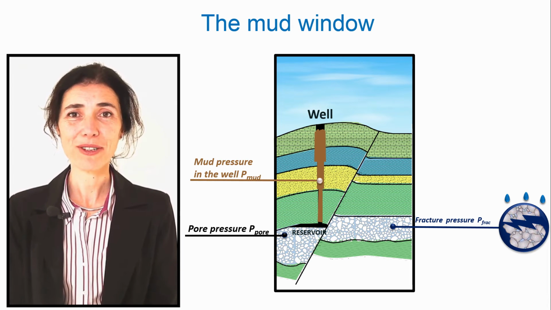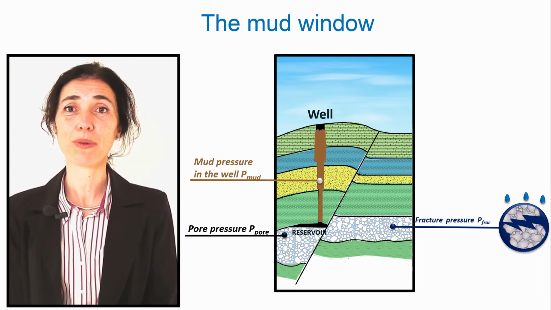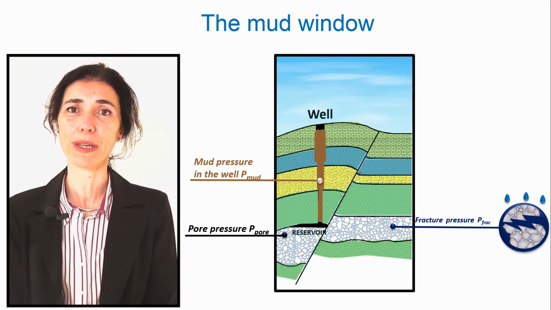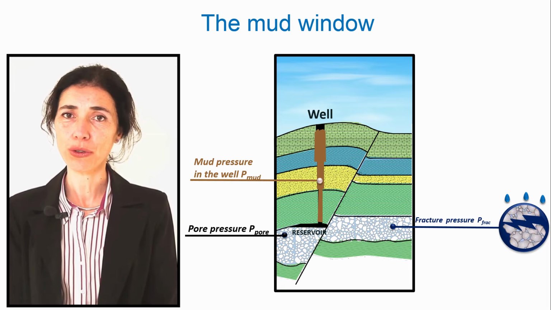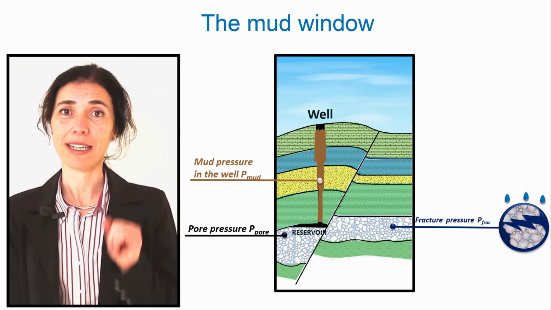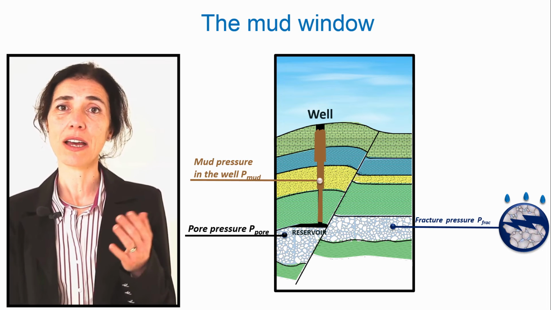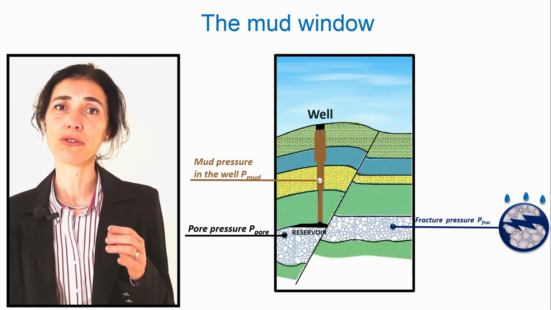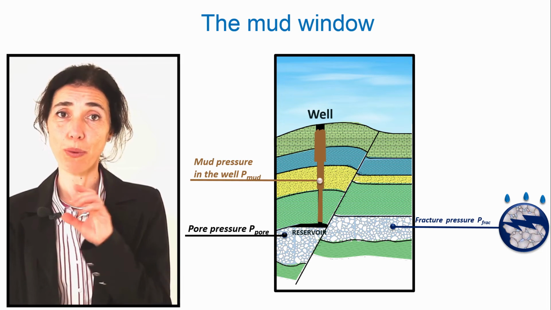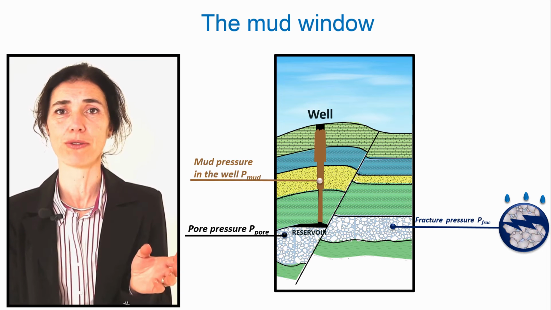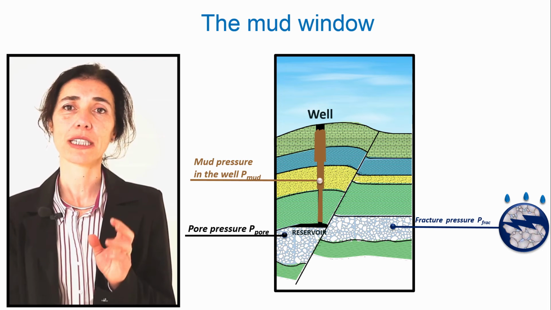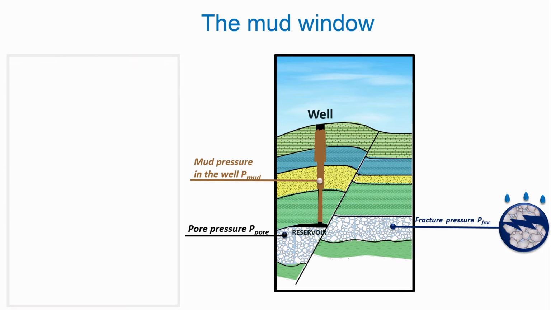I agree with you. The mud pressure has to be lower than the frag pressure in order to avoid the rock being fractured. To conclude, keep in mind that the mud has to be designed so that the mud pressure belongs to the interval between the pore pressure and the frag pressure. This interval is called the mud window.